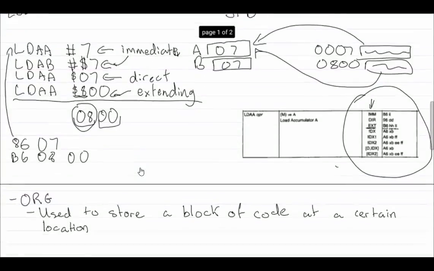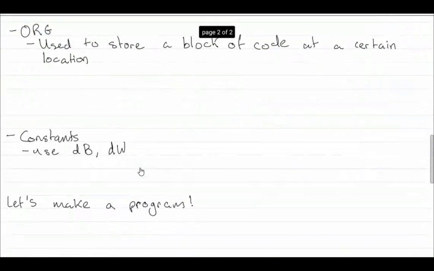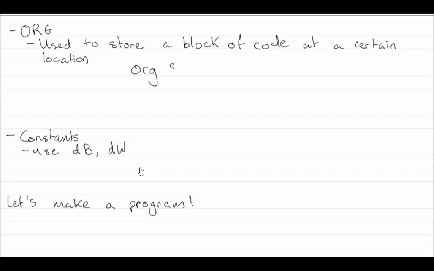Let's take a look at some tools that help us organize our code in memory, and then we'll actually be able to write a program using this stuff. So first let's look at the org function, which allows us to store a block of code at a certain part of memory. So let's say I wanted to store some code at memory location 800 and beyond, basically.